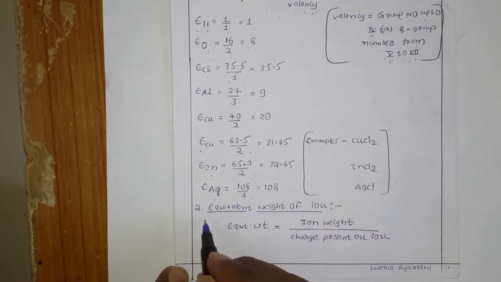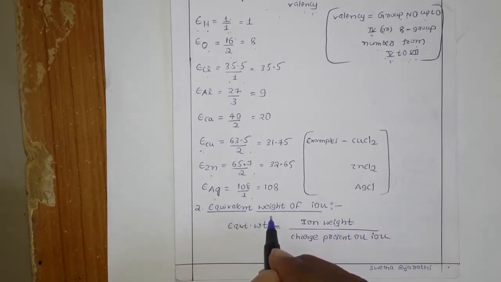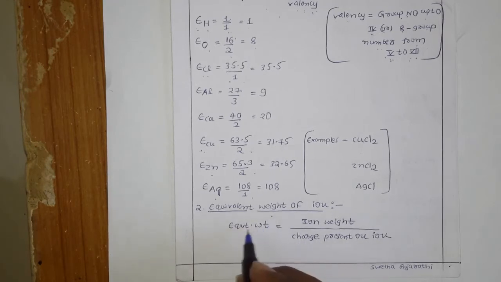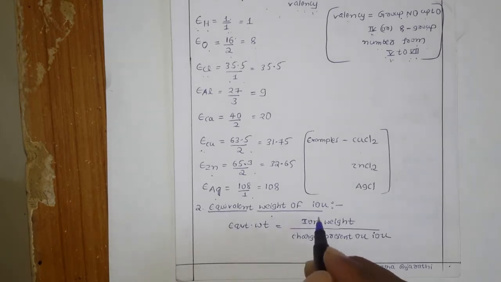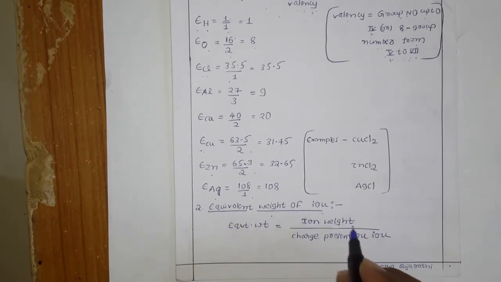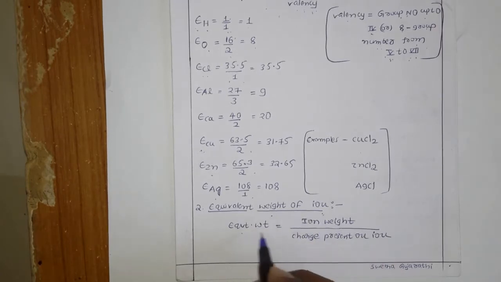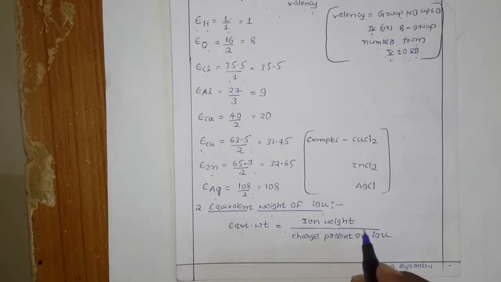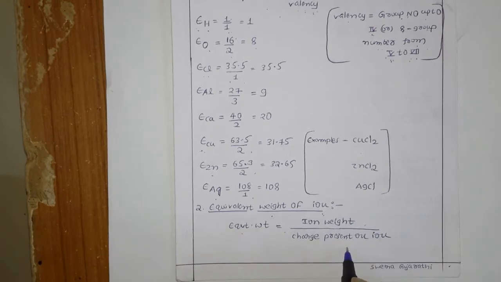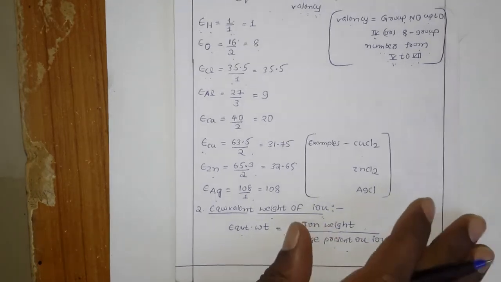Next we can go to the calculation of the equivalent weight of ions. You know that generally cations and anions will be there. Now we can calculate the equivalent weight of the ions. Generally ions contain some charge, so for that the equivalent weight is equal to the ion weight divided by the charge present on the ion.